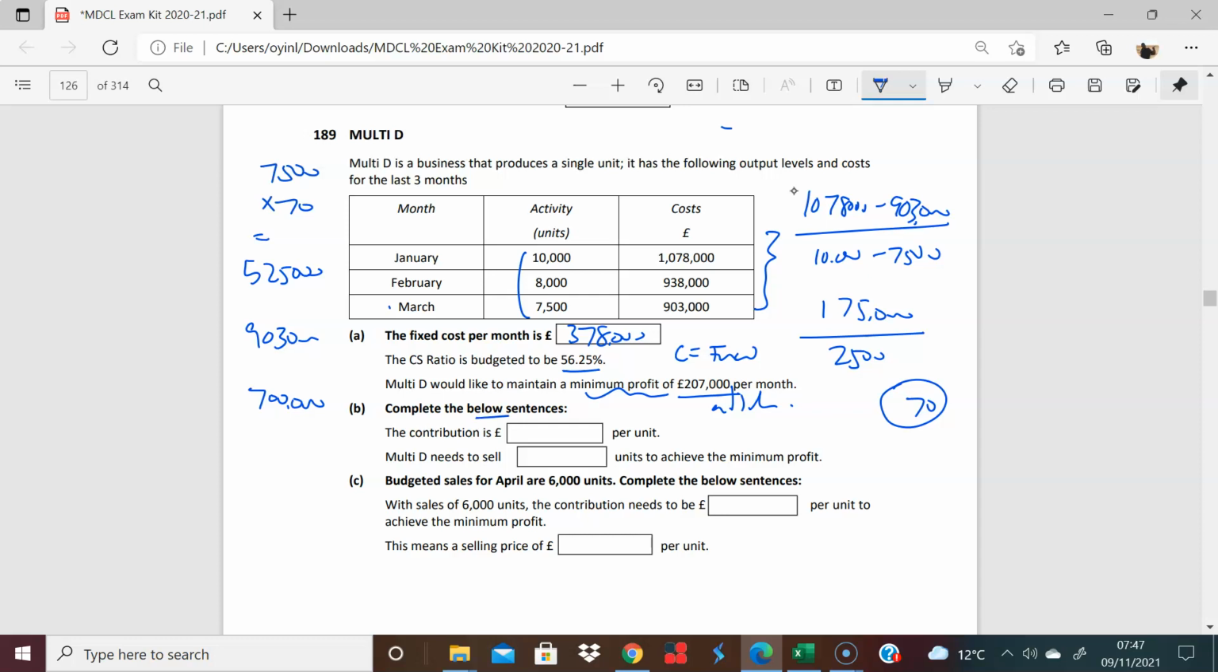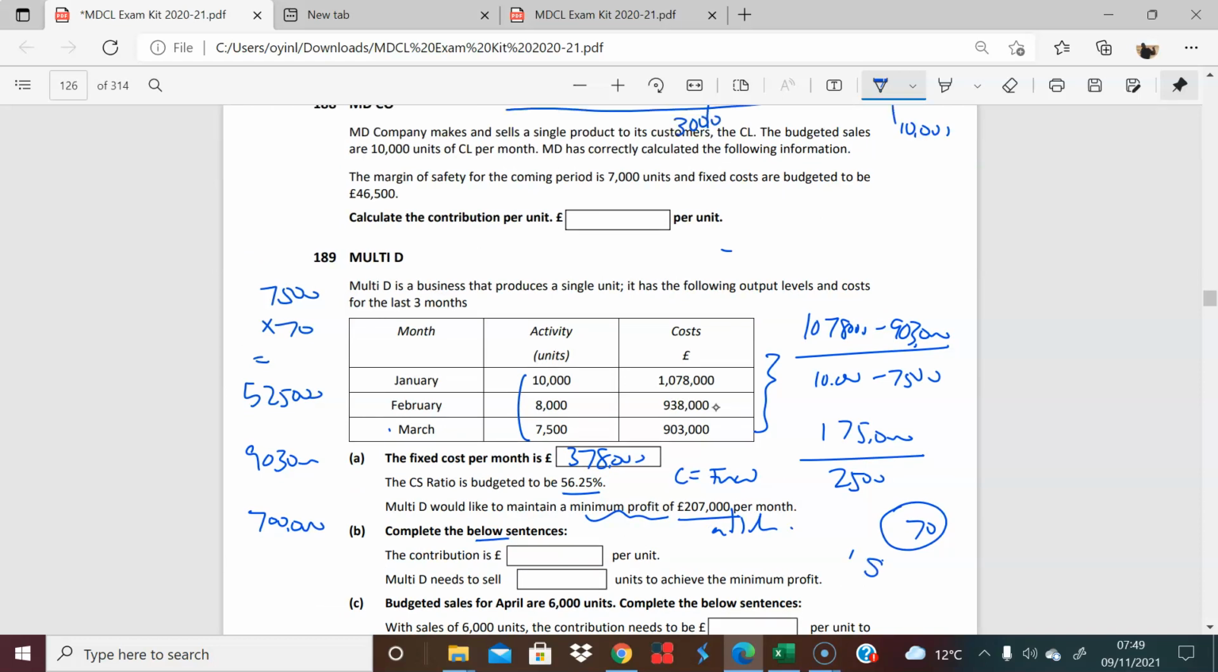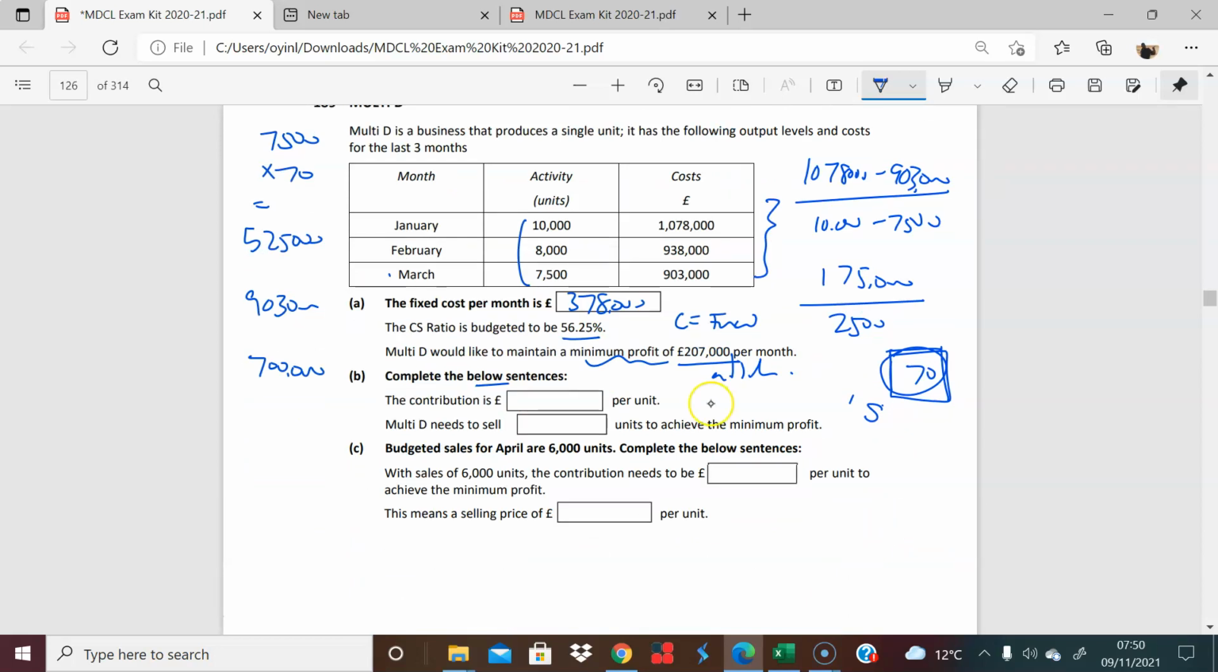The contribution per unit at break even. So what do I have here? My fixed cost of 378,000. If you're trying to maintain a minimum profit of 207,000, what was very clever here was them telling us this, because you have your sale. It's very cheeky, because it was a while ago we talked about the 70. If you remember, we found this variable cost of 70, didn't we? We found it because that's the key. £70 was the variable cost.